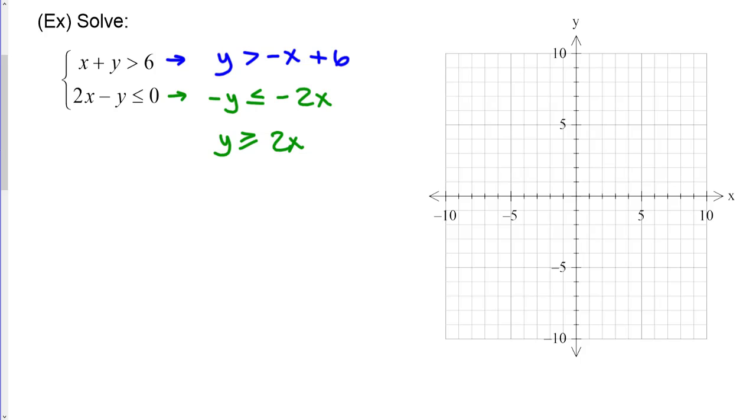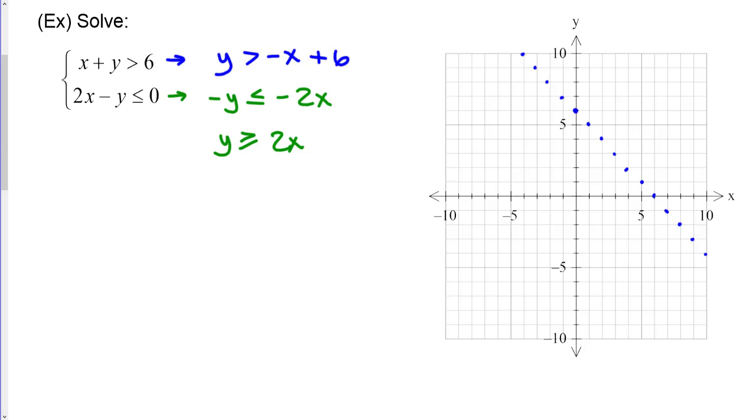Okay, let's start with the first line. Y is greater than negative x plus 6. So I have a y-intercept of positive 6 and a slope of negative 1. Meaning to get to the next point, I would go down 1 and over 1, down 1, over 1. And similarly, until I have enough points that I feel confident that I can get an accurate sketch of the line. I'm going to do quite a few here because I think I need a good, accurate sketch.